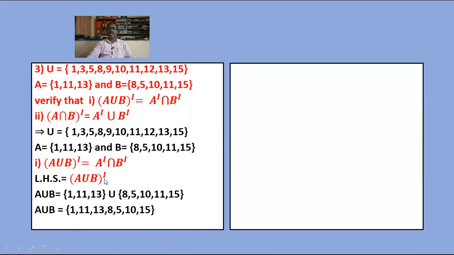Then next, to find A union B complement: all elements in U but not in A union B. Therefore, A union B complement: 1, 11, 13, 8, 5, 10, 15 हे घटक सोडून संच विश्वसंच U मध्ये असलेले घटक 3, 9 and 12. Therefore, A union B complement is equal to 3, 9, 12. We get equation number 1.